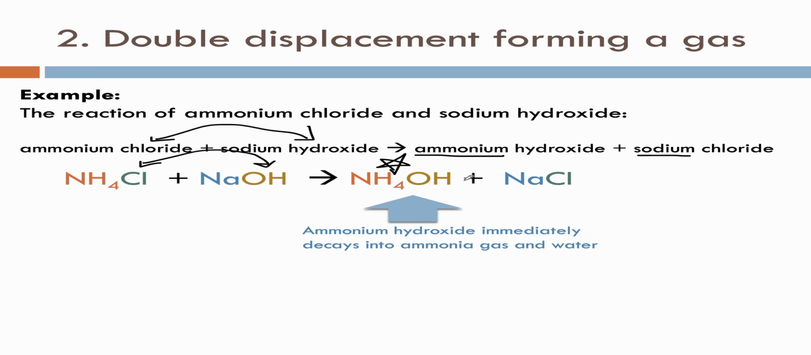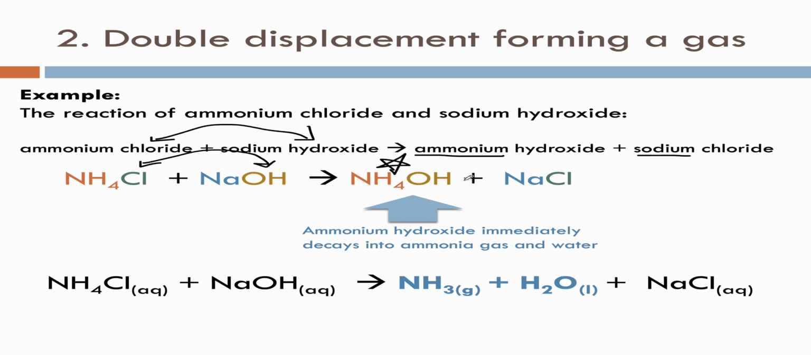This reaction wouldn't happen if I was just looking for a precipitate, but in this case it's not going to form a precipitate, instead it'll form ammonia gas. So this is what it looks like when I break that ammonium hydroxide down. I've got my NH4Cl, ammonium chloride, as a reactant. I have sodium hydroxide as a reactant, and I have ammonia gas as a product, and water as a product. And then of course I still have my sodium chloride in aqueous form as another product.